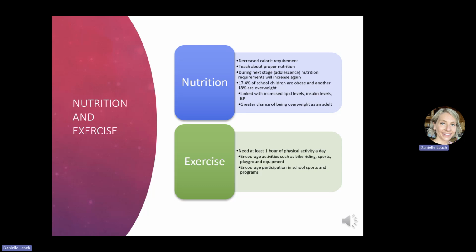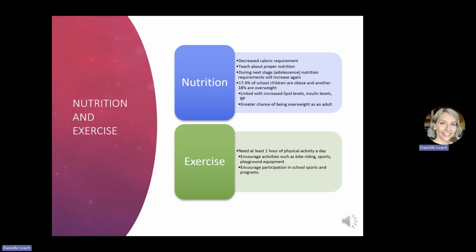Nutrition-wise, children in this age group need a decreased caloric requirement compared to younger children. So we can start teaching them about proper nutrition at this age and what healthy foods are and what other foods to eat in moderation. There is a high incidence of overweight and obese children in the United States. About 18% are obese and another 18% are overweight. Just like with adults, this is linked with other problems like increased lipid levels, insulin levels, and blood pressure. And they have a greater chance of being overweight as an adult.